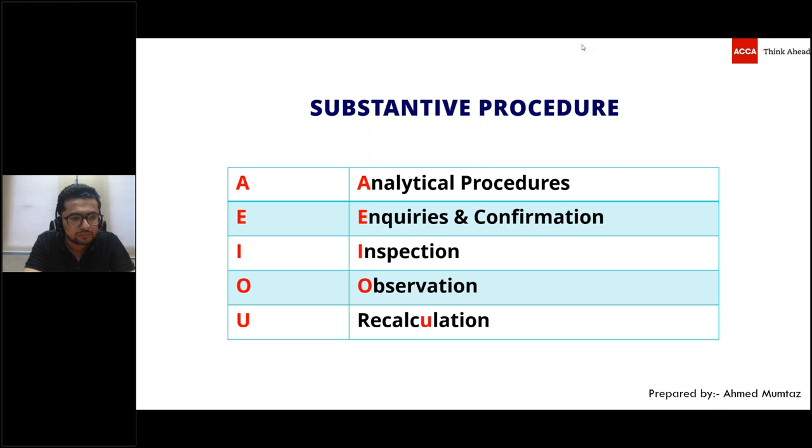Well, if a client is confident about a certain thing and they are not willing to deviate from their narrative, I might want to get the written representation from them. Is this clear, Milan? Okay, so we are done with the first thing, which is called AEIOU. Let's move on.